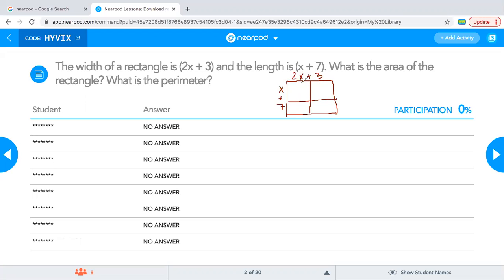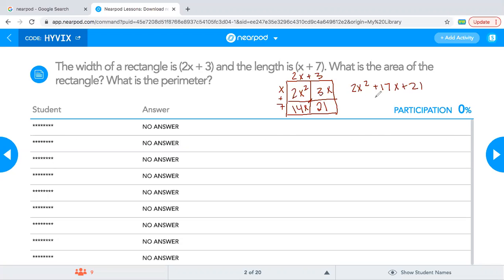So 2x times x will give you what? 2x squared. 3 times x, 3x. 7 times 2x, 14x. 7 times 3, 21. So from here, I'm going to combine like terms. So that'll give me 2x squared, 14x and 3x will give you 17x, and then plus 21. So here's the area of the rectangle.